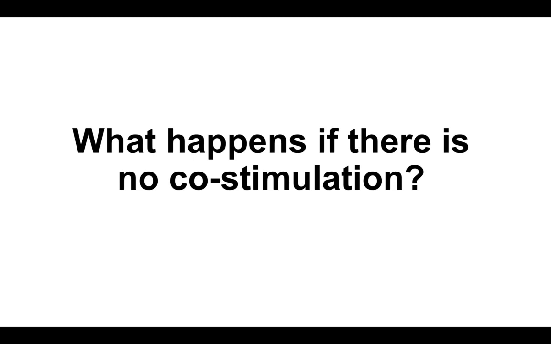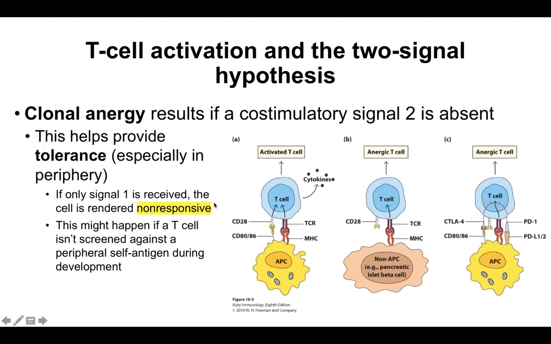What happens if there is no co-stimulation? If there's no co-stimulation, the cell is non-responsive. An activated T cell gets signal 1 through binding antigen in MHC, and signal 2 is the co-stimulatory molecule. If the T cell doesn't get that co-stimulation, it's going to be non-responsive, or anergic. It can also be anergic if inhibitory signals are promoted, which inhibit the response and leave a T cell that is non-responsive overall.